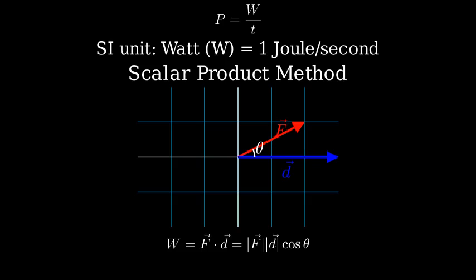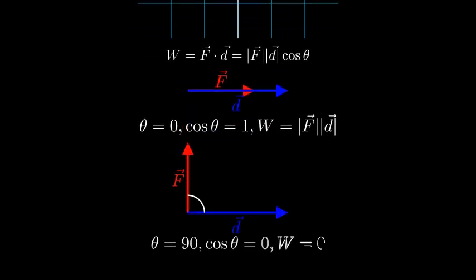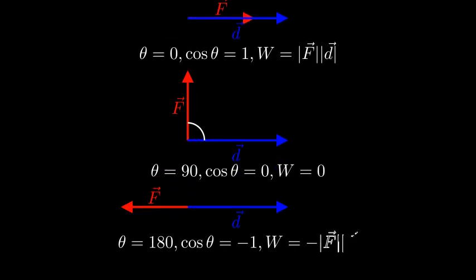Let's consider some special cases. When force and displacement are parallel, theta equals 0 degrees, and cosine of 0 is 1. So, all of the force contributes to the work. When force and displacement are perpendicular, theta equals 90 degrees, and cosine of 90 is 0. So no work is done, regardless of the magnitude of force or displacement. Finally, when force and displacement are in opposite directions, theta equals 180 degrees, and cosine of 180 is -1. So the work done is negative.